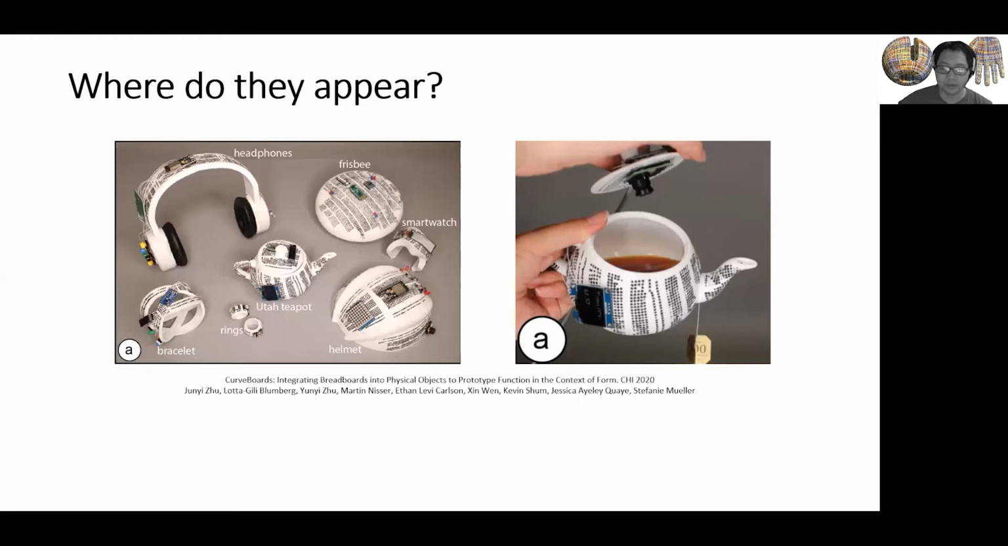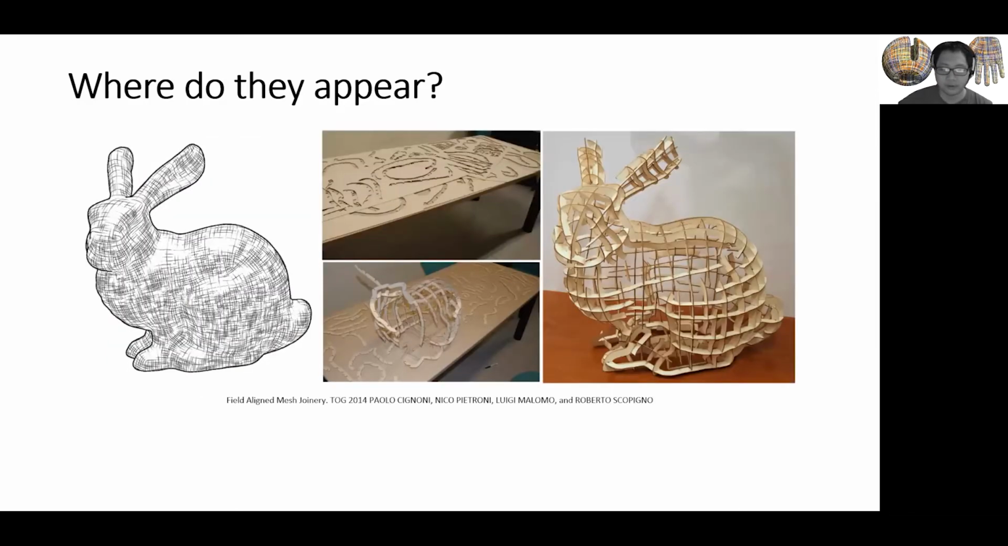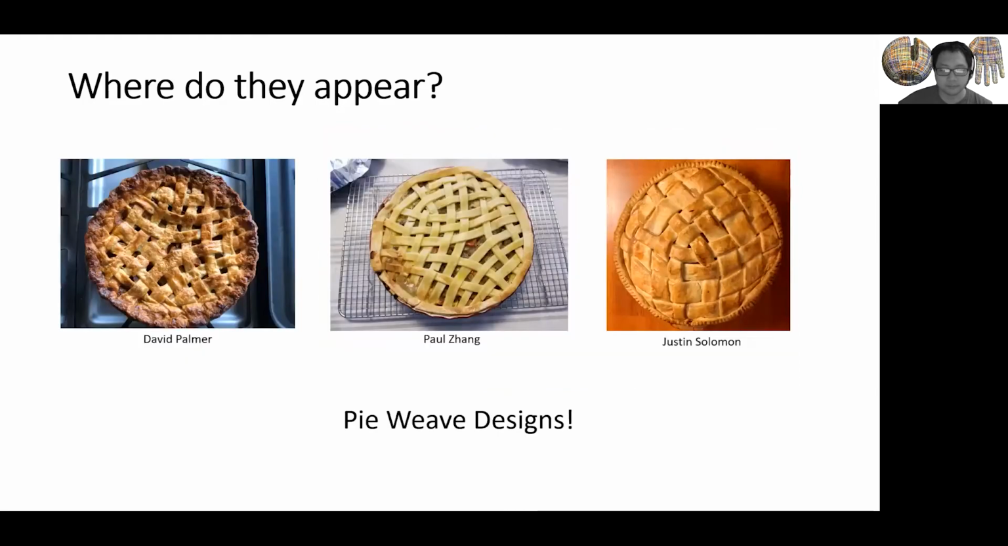For example, in this work, a crossfield is computed on various curved surfaces to guide the layout of where you would punch holes for the design of curved breadboards. This allows you to thread electronics into all sorts of objects. In this work, a crossfield is used as part of a fabrication pipeline for complex shapes. You can trace streamlines of the crossfield, and these tell you how to approximate your shape with a bunch of planar wooden strips. Maybe in a more culinary or artistic application, you could use them to design interesting weave patterns over the surface of a pie.